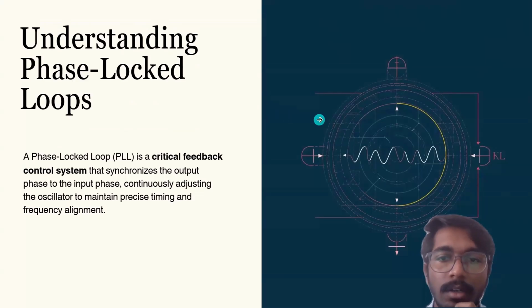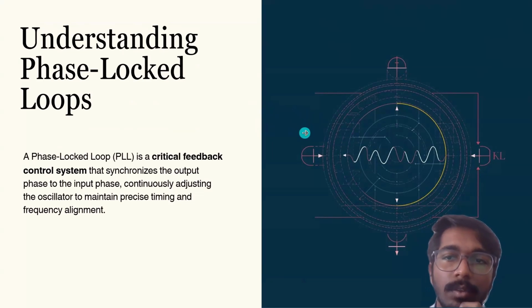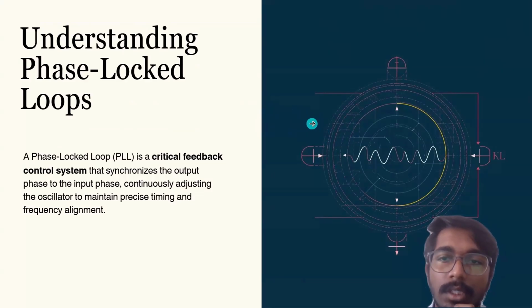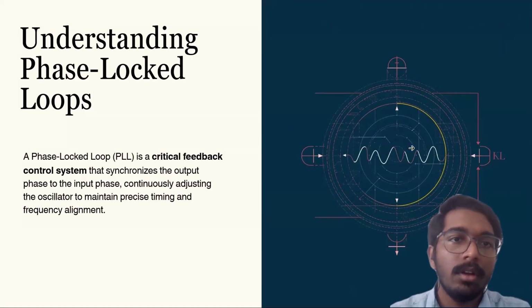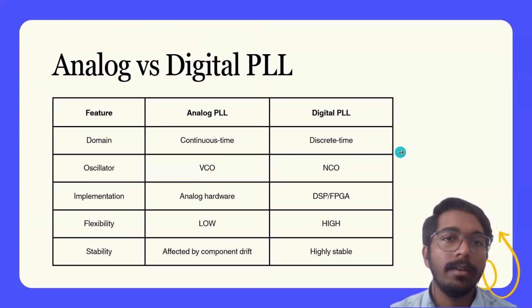Now let us understand what a phase locked loop is. It is a feedback control system that locks the phase of its output signal to the phase of an input reference signal. It continuously compares the phase of the incoming signal with the phase of a locally generated signal. Based on the phase difference, it generates an error signal. This error signal is used to adjust the oscillator. Now let us compare analog PLL and digital PLL.